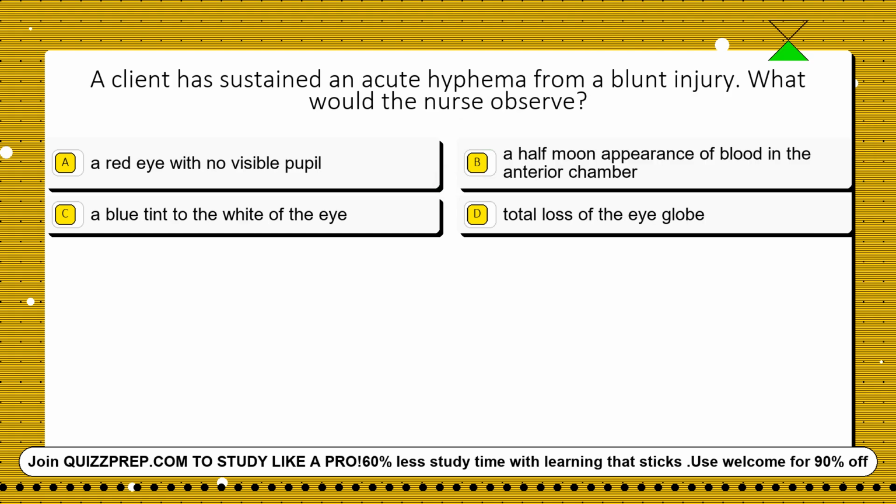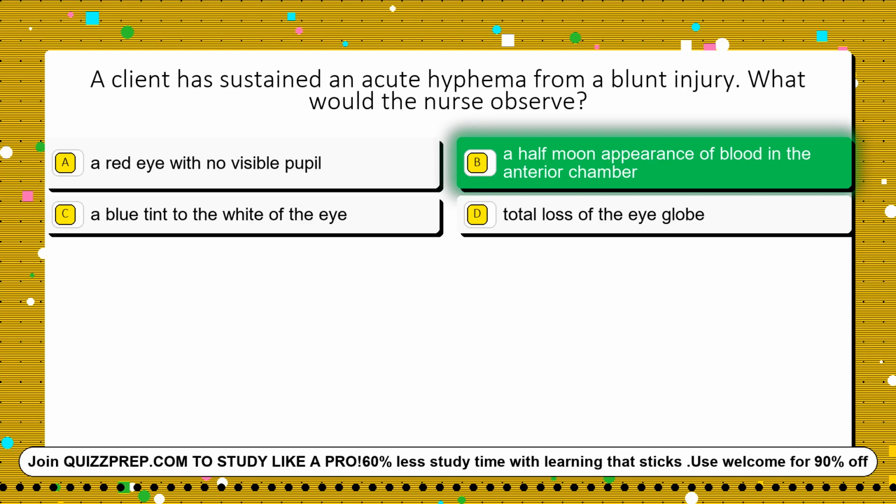Question 41. A client has sustained an acute hyphema from a blunt injury. What would the nurse observe? Option A, a red eye with no visible pupil. Option B, a half-moon appearance of blood in the anterior chamber. Option C, a blue tint to the white of the eye. Option D, total loss of the eye globe.